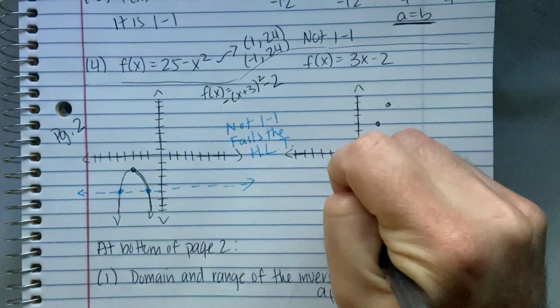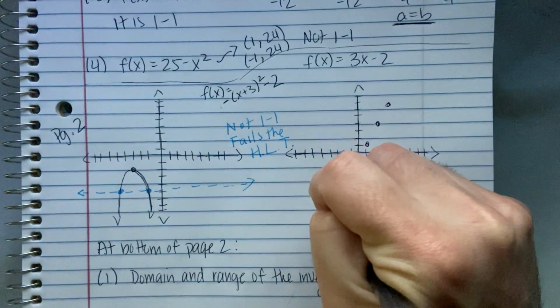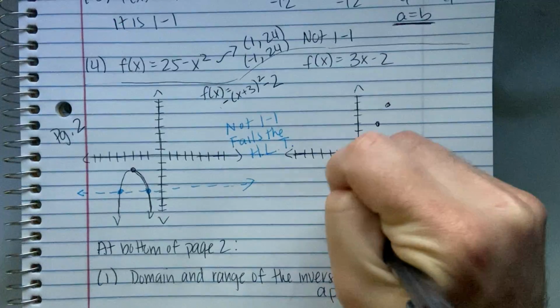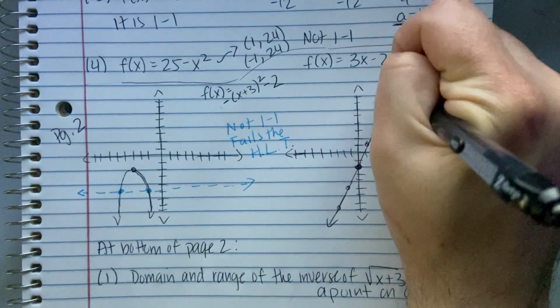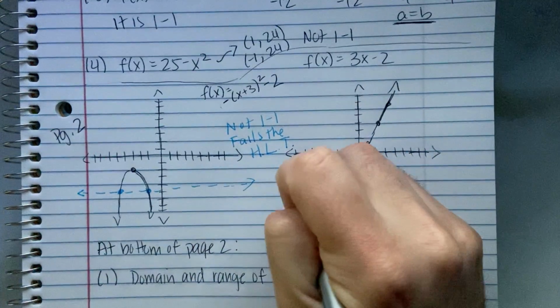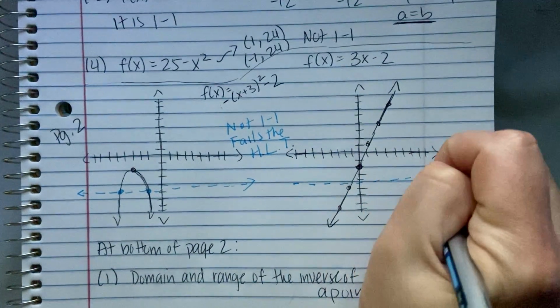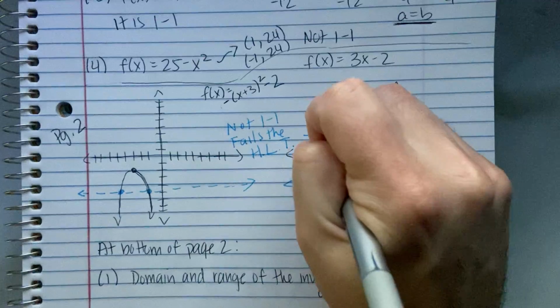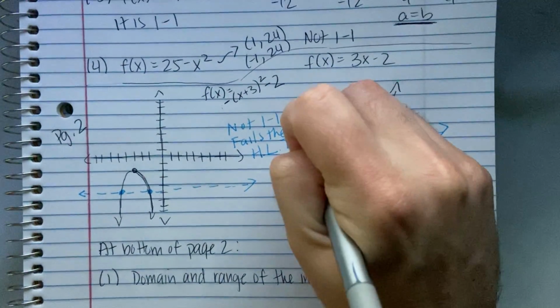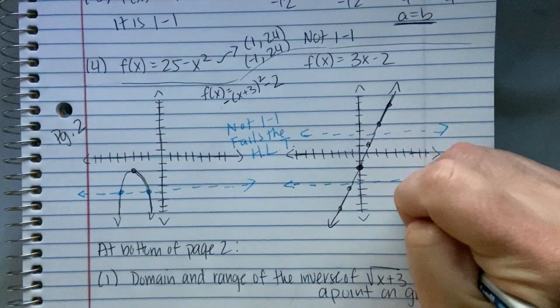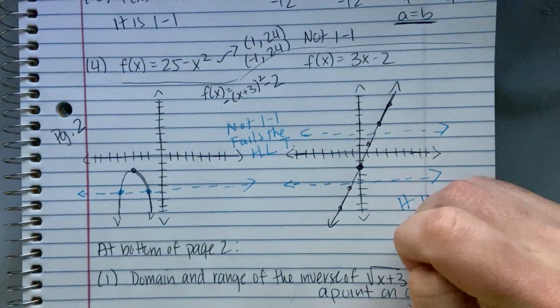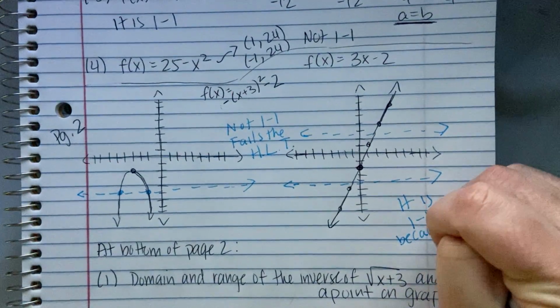Or down 3 into the left 1. If I do the horizontal line test on this thing, try to draw horizontal lines anywhere, it can't hit more than once, and it doesn't hit more than once. So this one is one-to-one because it passes the horizontal line test.